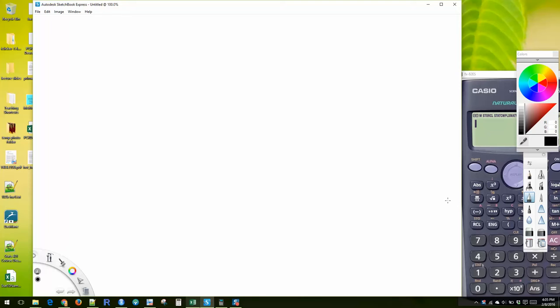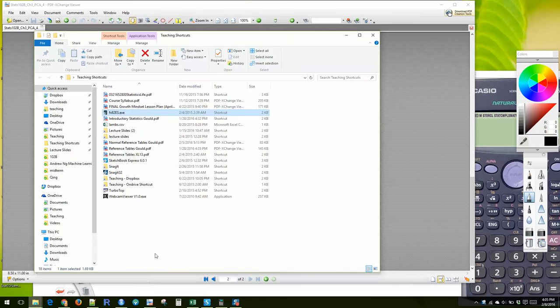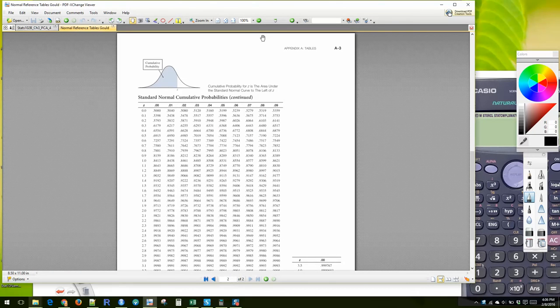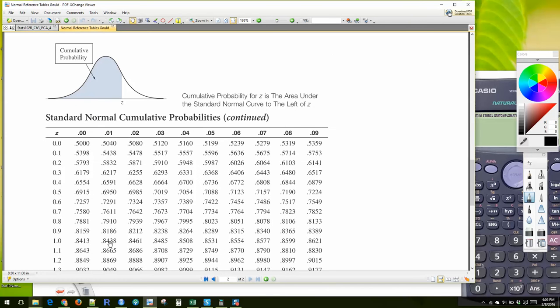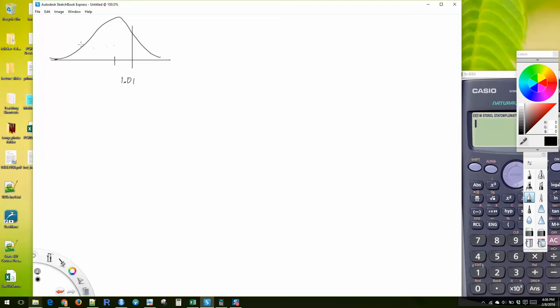So we left off on Friday just talking about how to use the standard normal table. If I draw a line here at, let's say, 1.01, I would go to my standard normal table. That's not the standard normal table. Okay, so 1.01, and I would say 0.8438. This is the area shaded to the left.